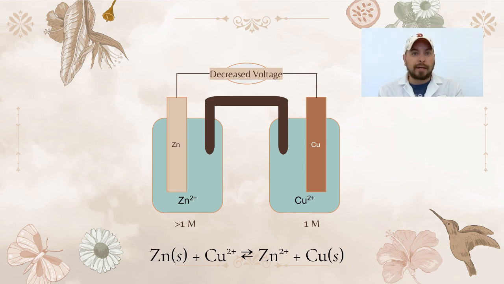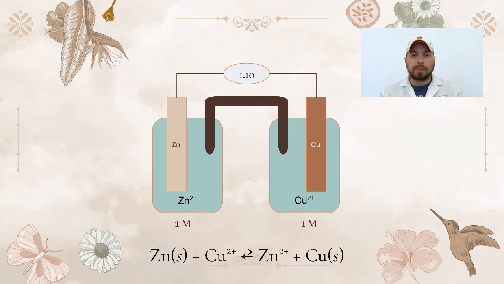So adding ion concentration to the product side is going to decrease the voltage below 1.10, but remember, it's always going to stay above 0 because this is still going to be a spontaneous process in the forward direction. It's just a little bit less thermodynamically favorable. It's just not quite as energetically favorable in that forward direction because we are starting to now favor the reverse a little bit more than we had originally.